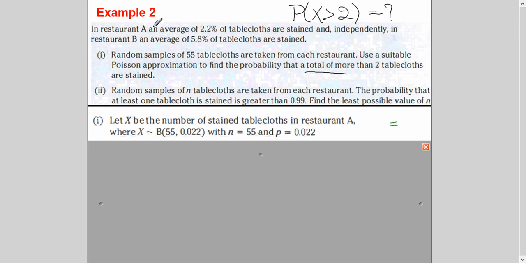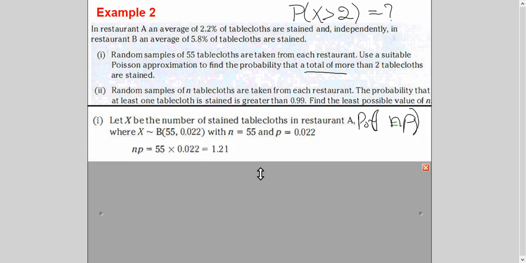So let me call restaurant A by letter X and restaurant B by letter Y. So my random variable X, which is representing restaurant A, N is my total number of tablecloths, and 2.2% is the probability that they are stained. So N is 55, P is 0.022. Now you know that NP gives you the mean. When you are using Poisson approximation, NP is your lambda, right?